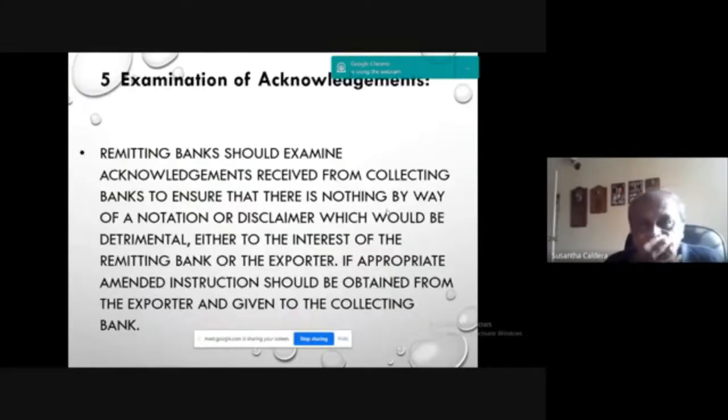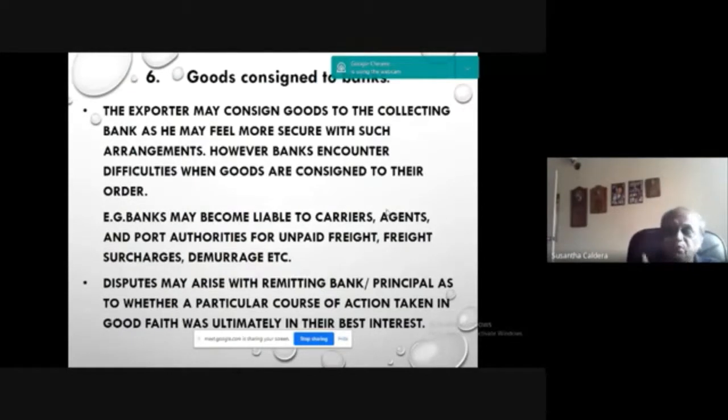Then examination of acknowledgements. Once the remitting bank receives the acknowledgement, they have to examine it for any disclaimers. This I discussed with you earlier. Before you file, you have to read the SWIFT.